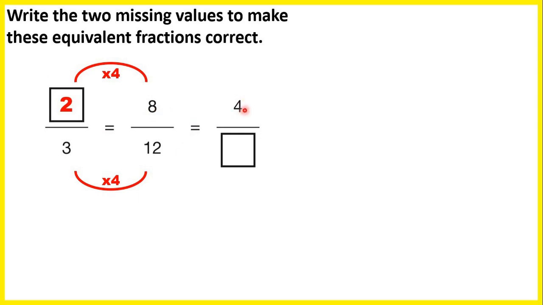And now here we have a fraction which needs to have a numerator of 4. 8 divided by 2 is 4 because 4 times 2 is 8. So because we divided the numerator by 2, we need to do the same to the denominator, and 12 divided by 2 is 6.